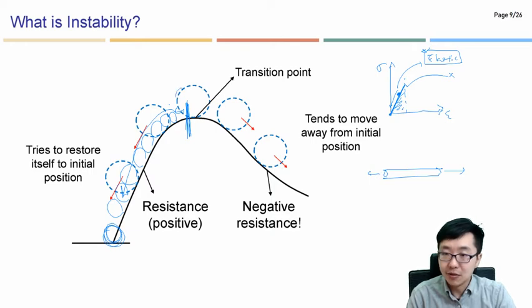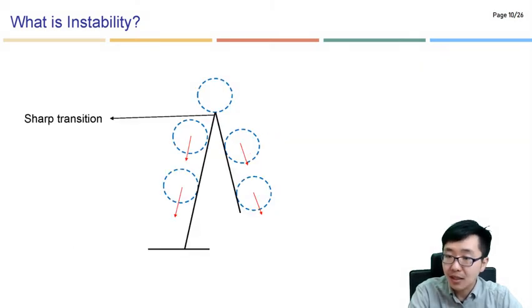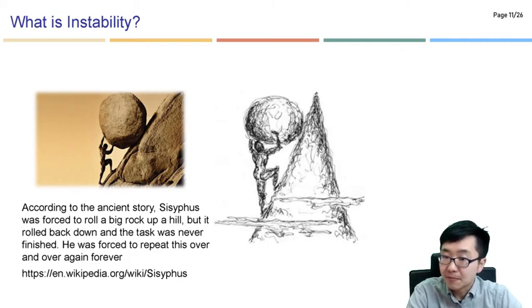But if we move it to this point, then that will be an unstable equilibrium condition. If we apply additional force and they move to another chapter like here, then it will be gone. You know what I'm saying? So previously it's like a sharp transition condition as well. As you could see here, Sisyphus was forced to roll a big rock up a hill, but it rolled back to the origin, and the task was never finished, and he was forced to repeat it over and over again forever. So it is something like that.